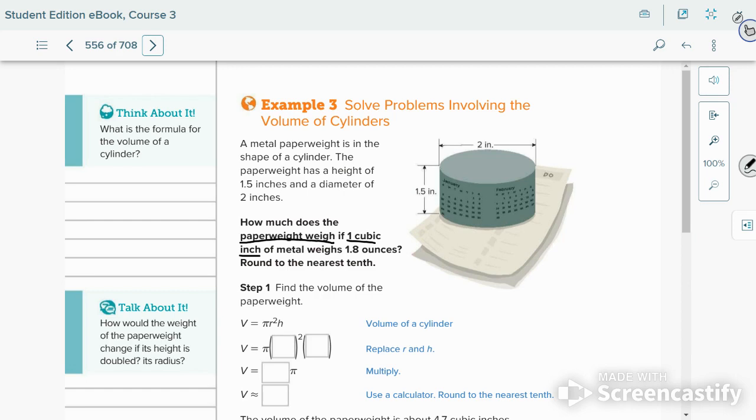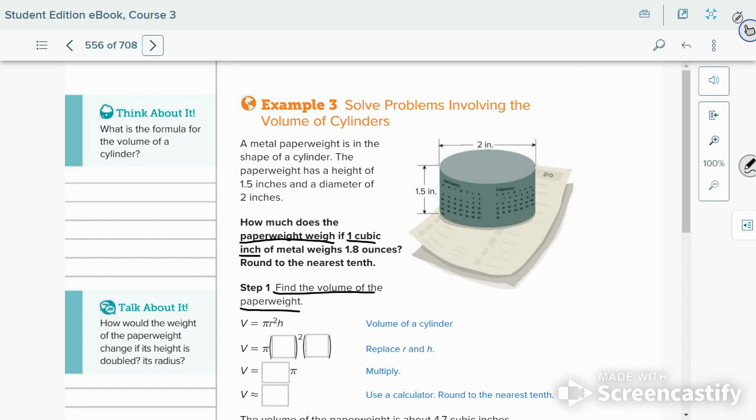All right, well, we are going to find how many cubic inches are in this paperweight, and then we're going to multiply it by the number of ounces per cubic inch. So all we have to do is first find the volume. So step one, it says find the volume of the paperweight.